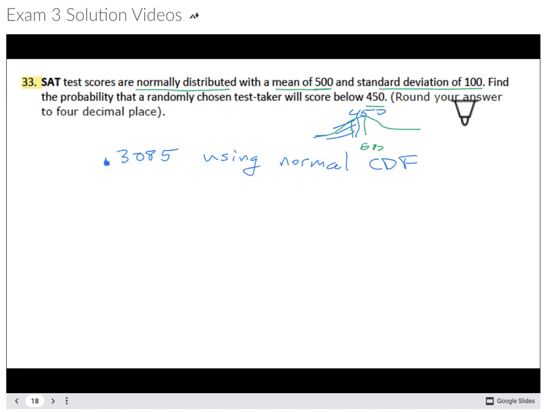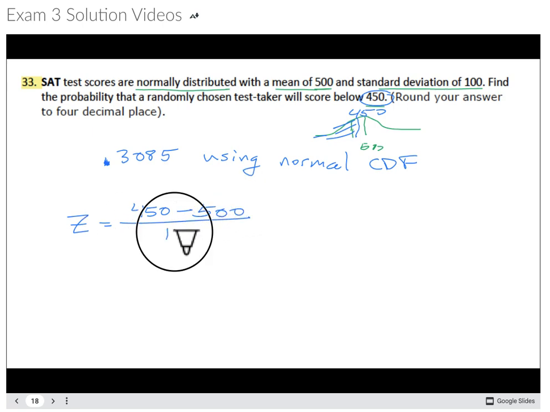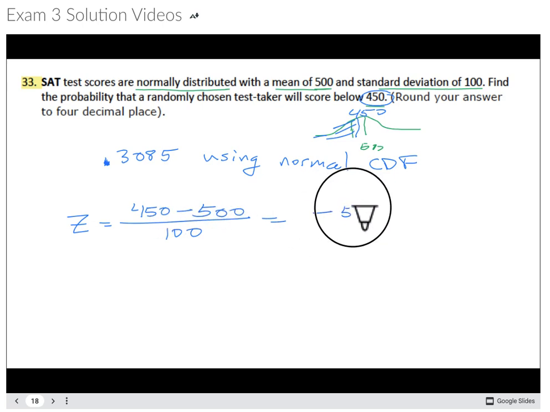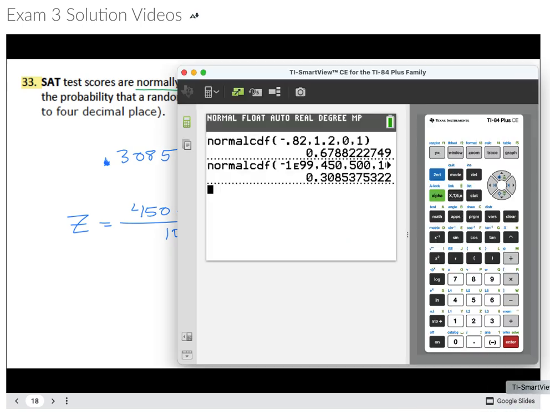Now, if you're going to do the drawing, what I suggest is that you don't have to redo your window each time. Let's find the z-score here: 450 minus the mean, 500, divided by the standard deviation. This will standardize the whole process. This gives us negative 50 over 100, which is negative 0.5. So we can do the same thing with the draw, and we'll be able to see exactly what's going on without having to resize the window.